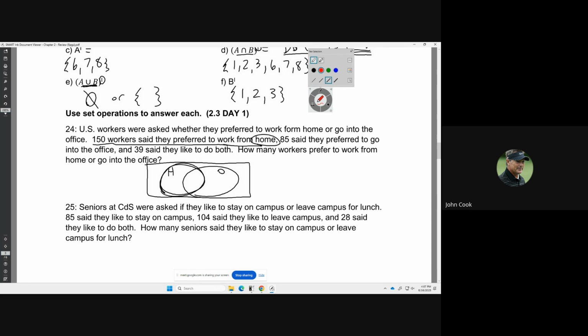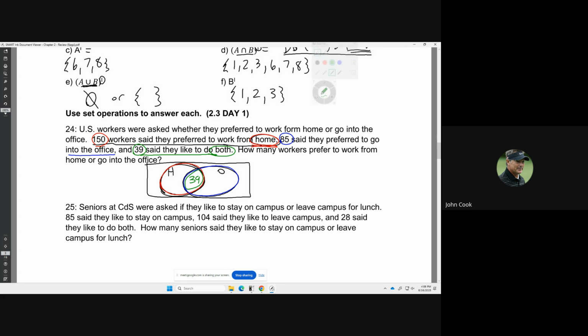Let's color code it. So that's going to be the red people, 150 that are going to be working from home. And then we have blue. Let's have blue represent the 85 people that want to work from the office. So 85 people are going to be in this region right over here, and that's total, by the way. And then 39 people, we'll do this one in green, say they want to do both. If it's both, that's in this region right over here. So 39 people go in the middle. And remember in the Venn diagram, it's a really good idea to do the middle part first, because then the rest of it just gets really easy from there.